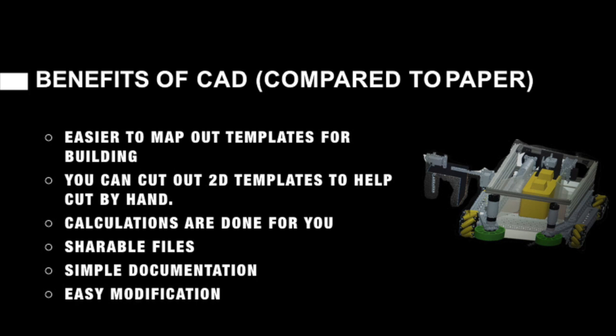You don't have to sit there with a calculator and do them by hand. You can actually type them into the computer and they'll do it for you. It also helps because you can use shareable files, it's simple documentation for your engineering notebook, and it's easy modification. So if you don't like something on the robot, you can change it very simply.